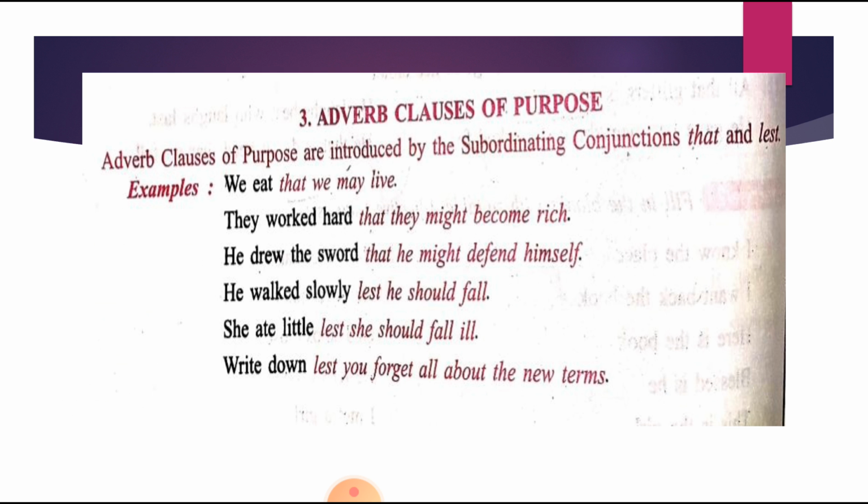Now we'll see adverb clauses of purpose. Adverb clauses of purpose are introduced by subordinating conjunctions. Which ones? That and lest. In the examples: we eat that we may live. They worked hard that they might become rich. He drew the sword that he might defend himself. He walked slowly lest he should fall. She ate little lest she should fall ill. Write down lest you forget all about the new terms. All these subordinating conjunctions, that and lest, are used in the adverb clause of purpose.